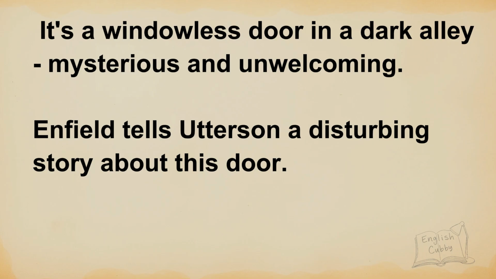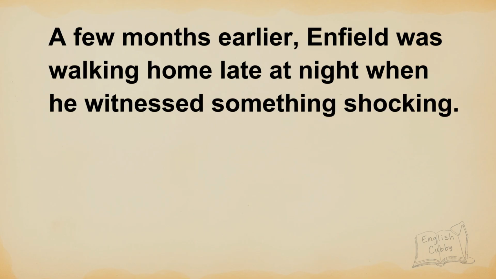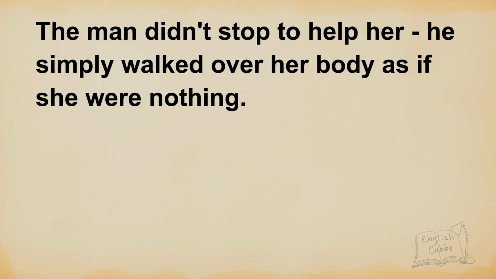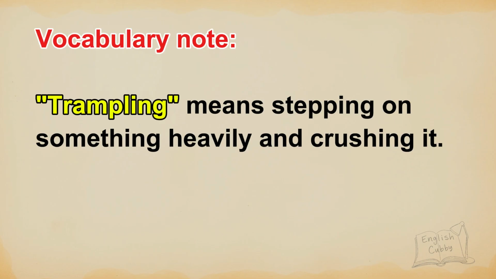Enfield tells Utterson a disturbing story about this door. A few months earlier, Enfield was walking home late at night when he witnessed something shocking. He saw a small, ugly man trampling over a young girl who was running around the corner. The man didn't stop to help her. He simply walked over her body as if she were nothing. Vocabulary note. Trampling means stepping on something heavily and crushing it.